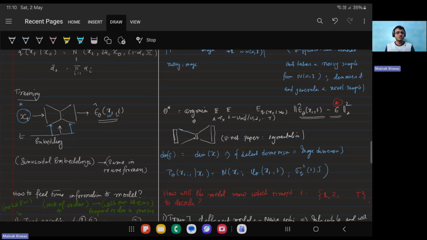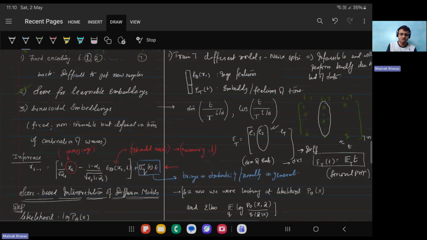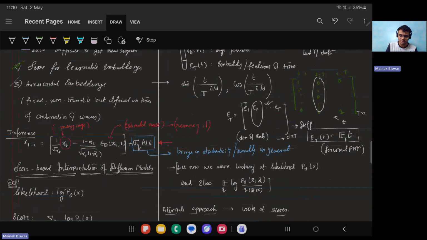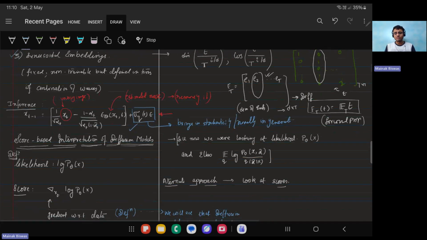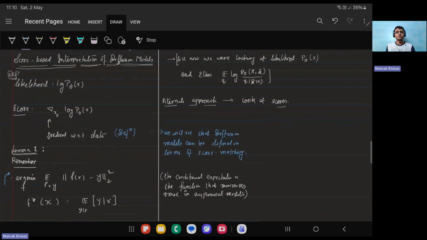So now we have understood the architecture, how we generate by adding noise, and how the model denoises, gives you the noise, which you use in turn to make this generation process that we have discussed over here. So now, till now, what we have been looking at is using likelihoods. I'll be shifting gears slightly now.